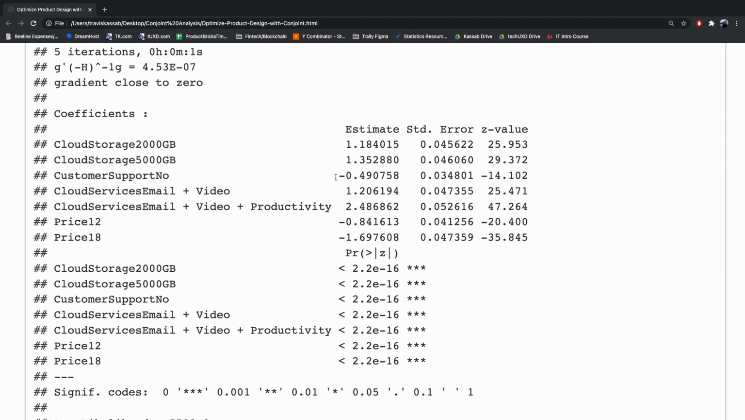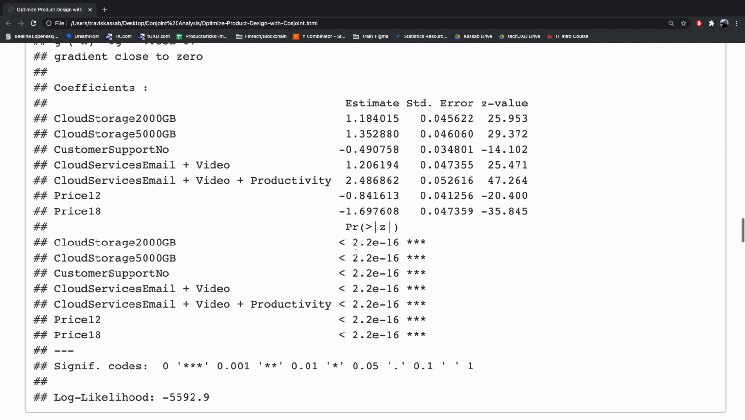Customer support no is negative, so this means that it is less attractive than having customer support, right? Email and video is more attractive than just email. Email, video, and productivity is more attractive than both of those. And then price. Price 6 is the most attractive. Price 6 equals 0 utility score. And price 12 and 18 are negative, in descending order there. So they are less attractive than price 6.